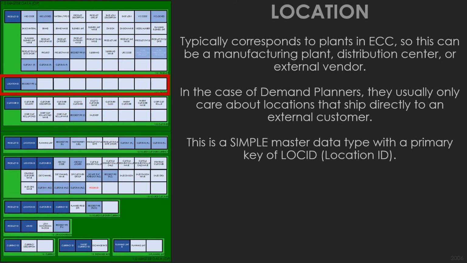Location typically corresponds to plants in ECC, so this can be a manufacturing plant, distribution center, or external vendor. In the case of demand planners, they usually only care about locations that ship directly to an external customer. This is a simple master data type with a primary key of LOC ID, location ID.